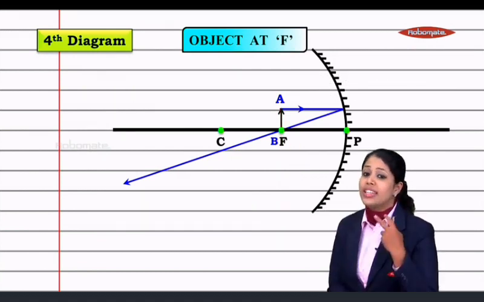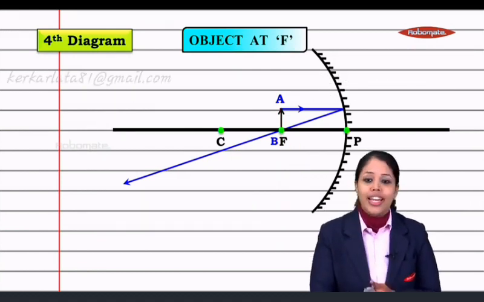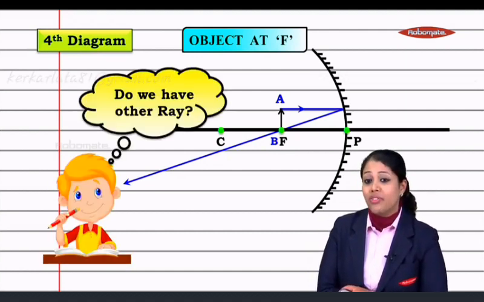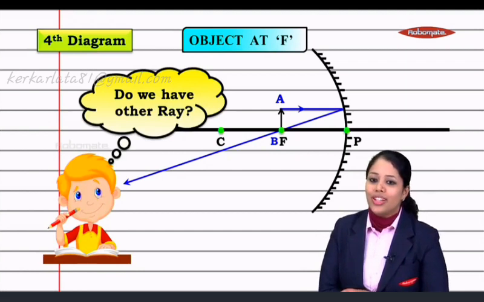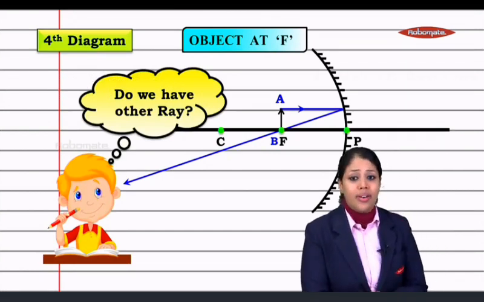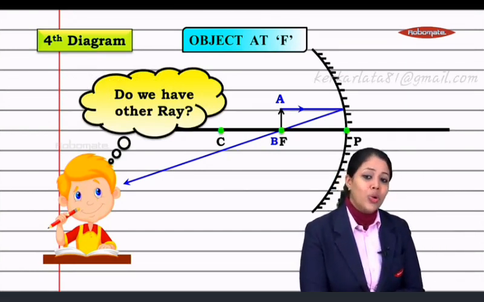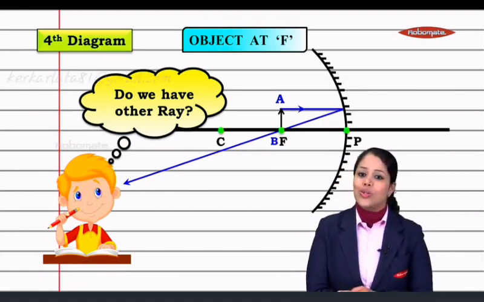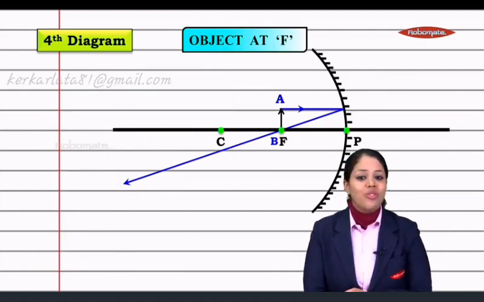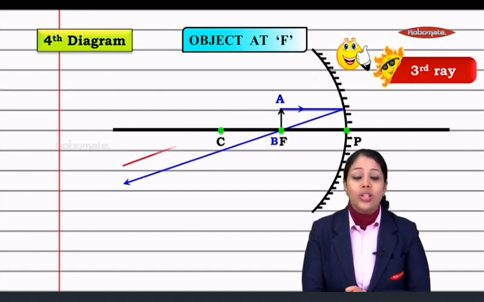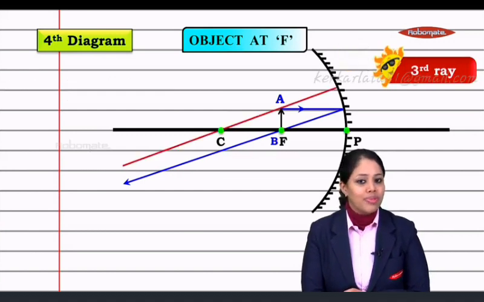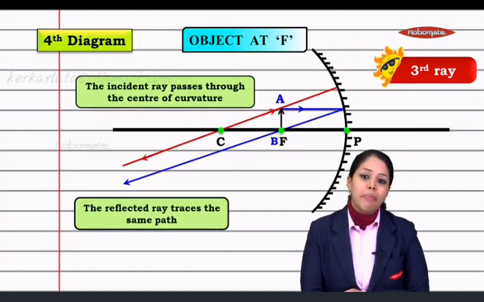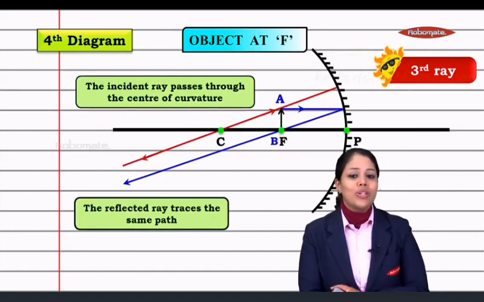If you remember the second rule that we have studied, if the incident ray passes through the center of curvature, right? We have that rule. So do we have the other rule? Yes, we have 2 rules, right? We have the second rule and we have the 4th rule. We can use any of the rules. Let's use the second rule. It says if the incident ray passes through the center of curvature, right? Then the reflected ray will trace the same path, that is it will come back through C.